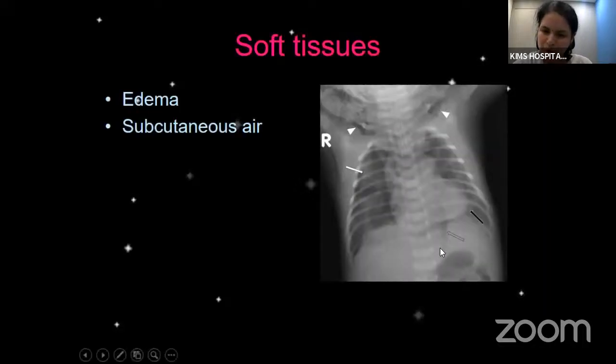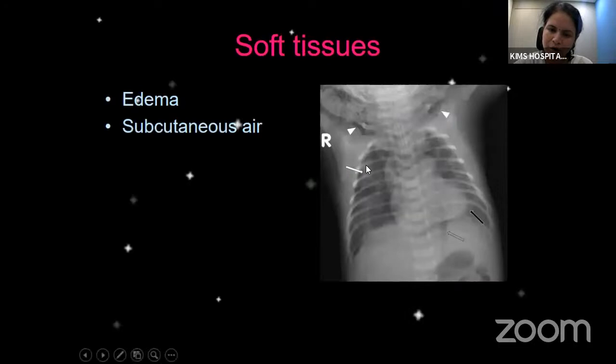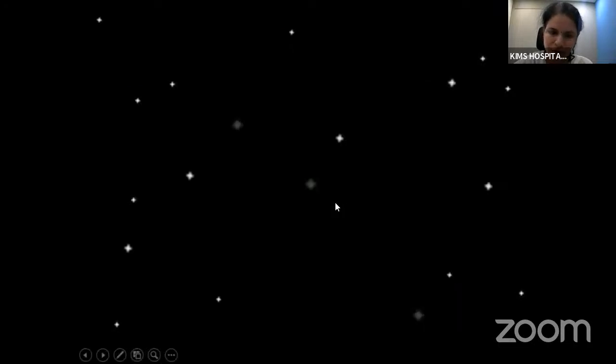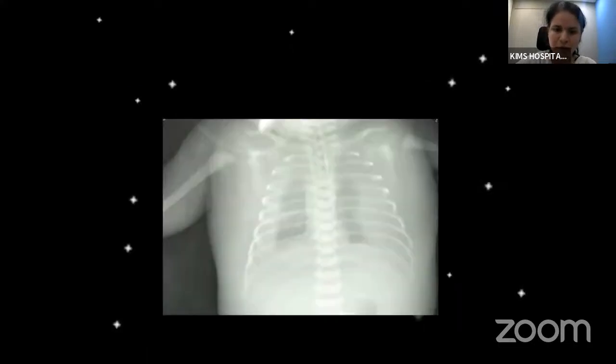So this is an example of an X-ray showing areas that are not classically conforming to any one structure. They seem to be extending beyond the thoracic into the abdominal cavity, and likewise across the right side of the chest. So these are areas of subcutaneous emphysema.